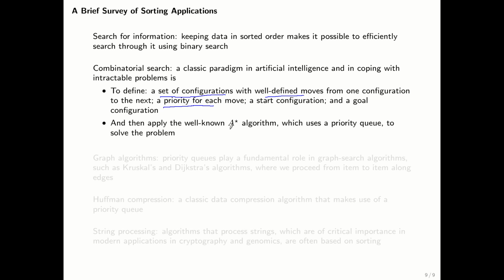You define all these ideas, and then you apply a classic algorithm called the A-star algorithm, which uses a priority queue, to solve the problem. What do we mean by solving the problem? Well, the algorithm will take you from the start configuration to the goal configuration. This again is a problem where we make use of a priority queue and hence sorting, because when you use a priority queue, you're essentially looking at the keys in sorted order. So you're using sorting to solve this problem in combinatorial search.